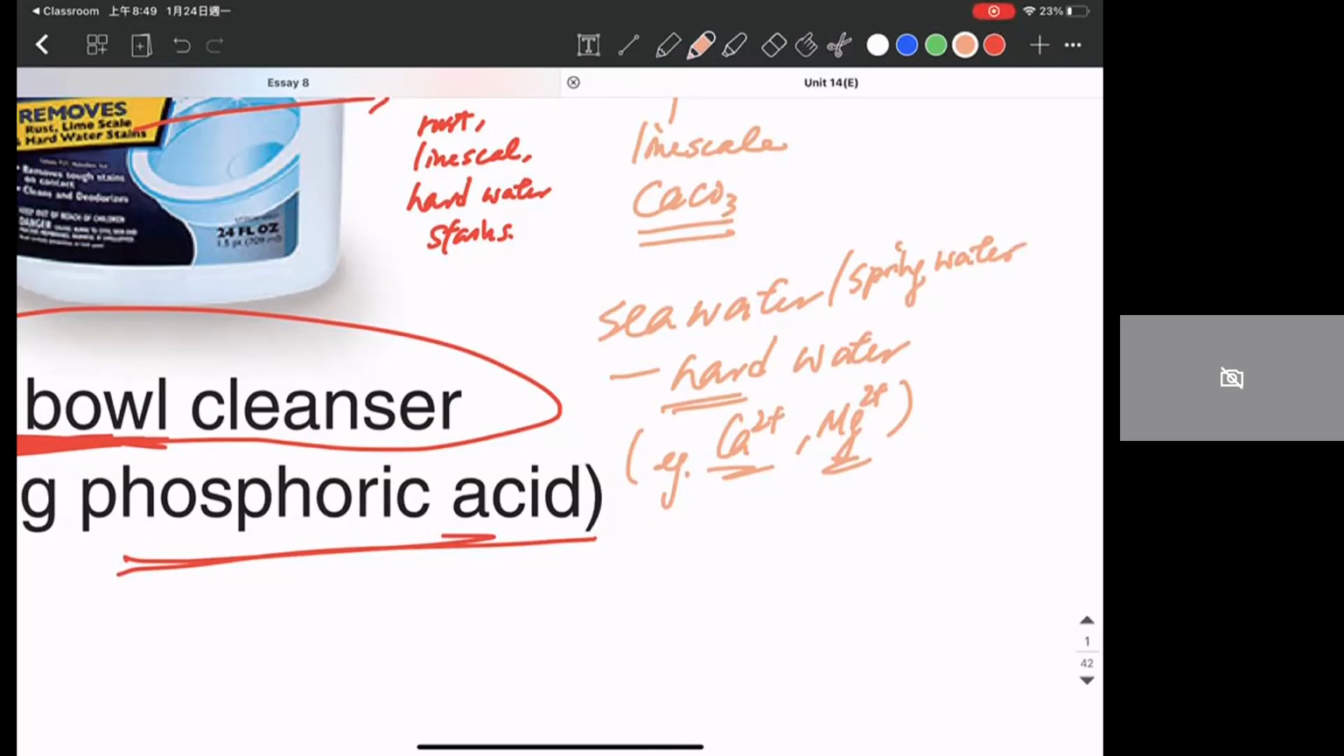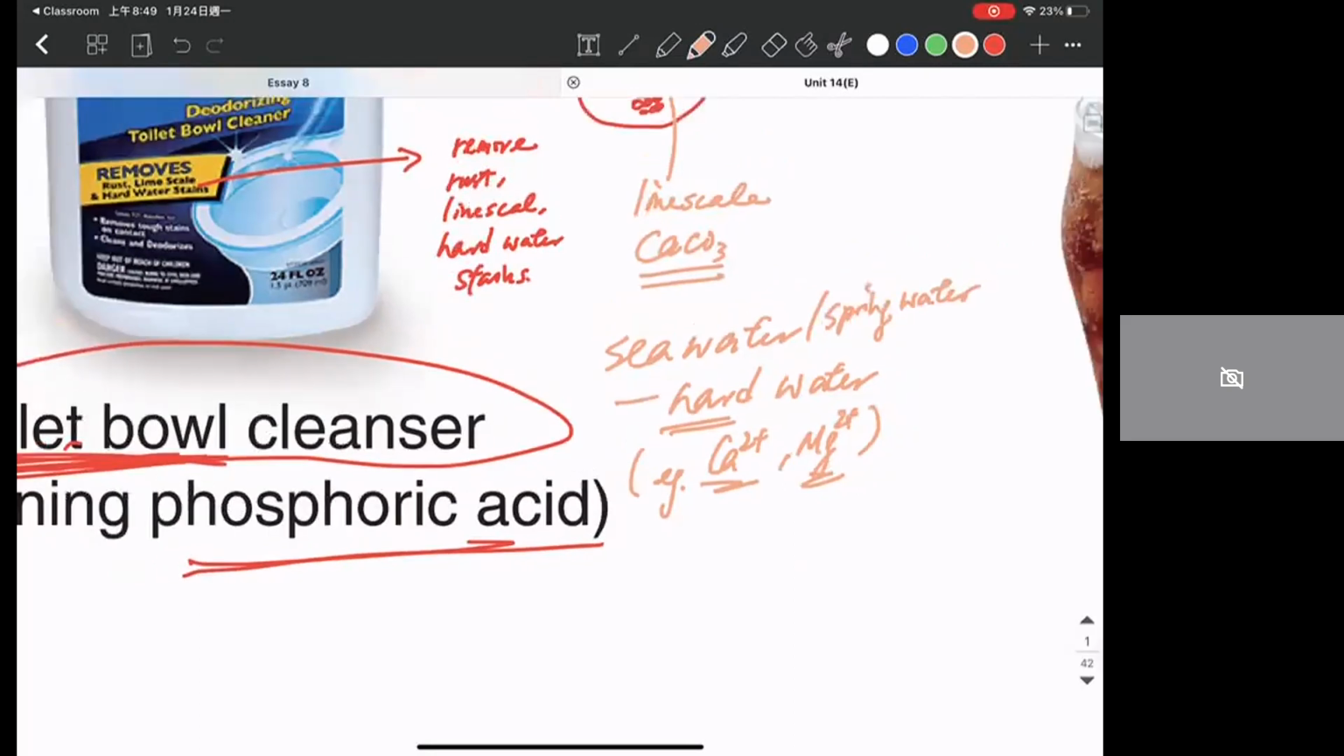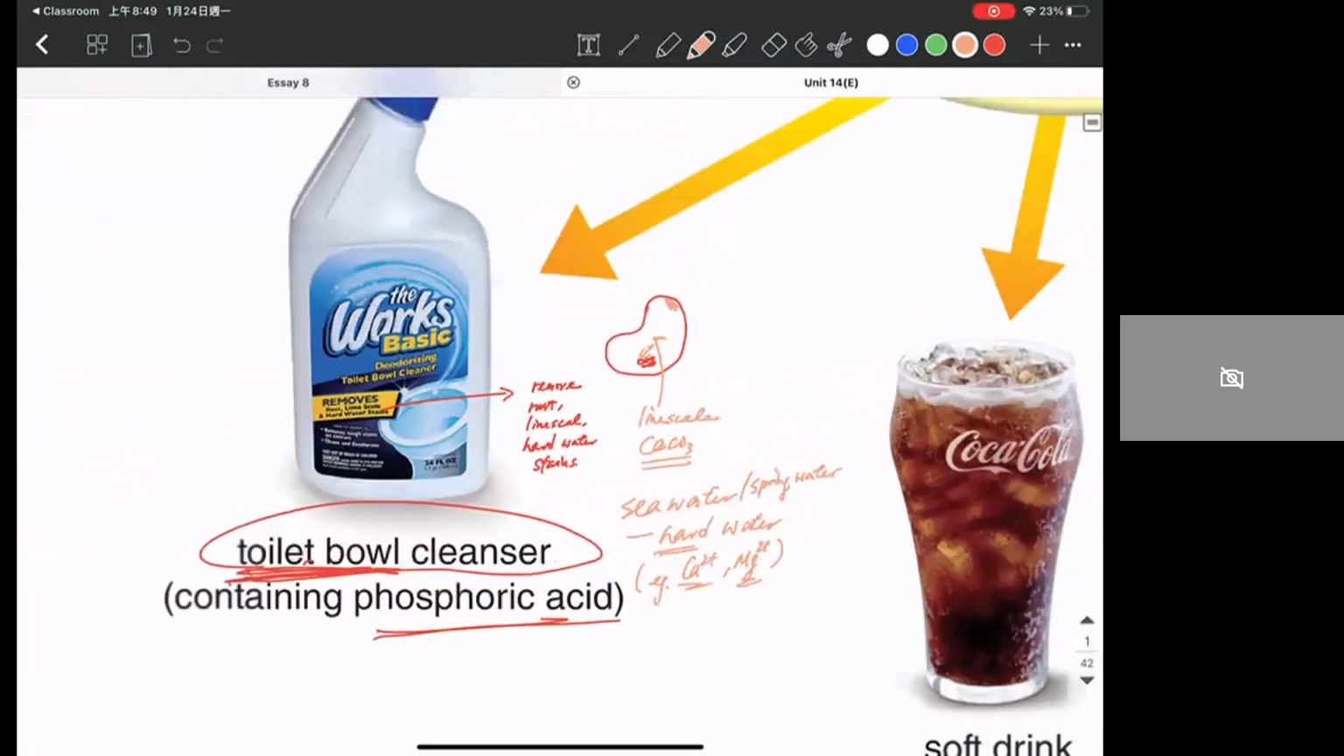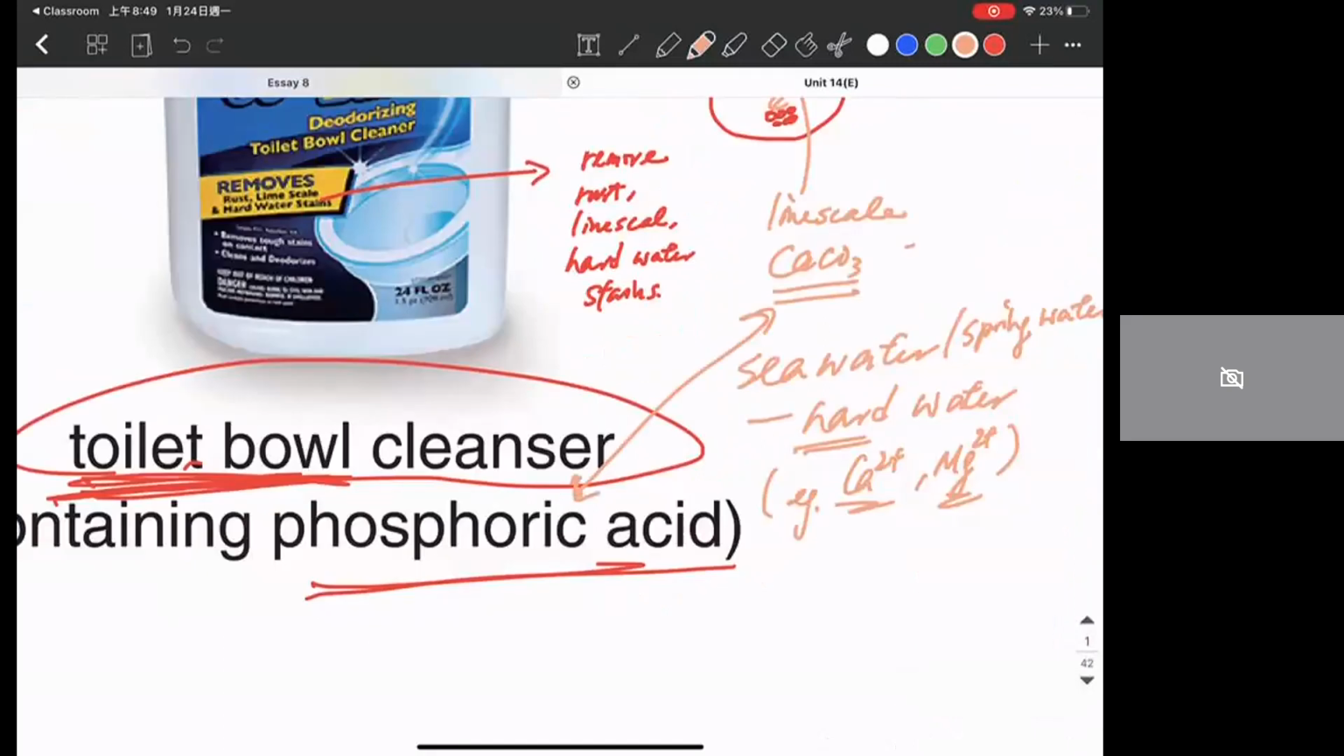Why do we call it hard water? Why do you say that hard? It's because it will easily cause some precipitate. Why? Because these two chemicals belong to group 2 ions. While the group 2 ions will easily form water insoluble chemicals. So calcium carbonate is just one of these. Of course, you may think of magnesium carbonate, calcium hydroxide, magnesium hydroxide, etc. So lime scale refers to this. So what happened between the phosphoric acid and calcium carbonate is that they would react to form something water soluble.